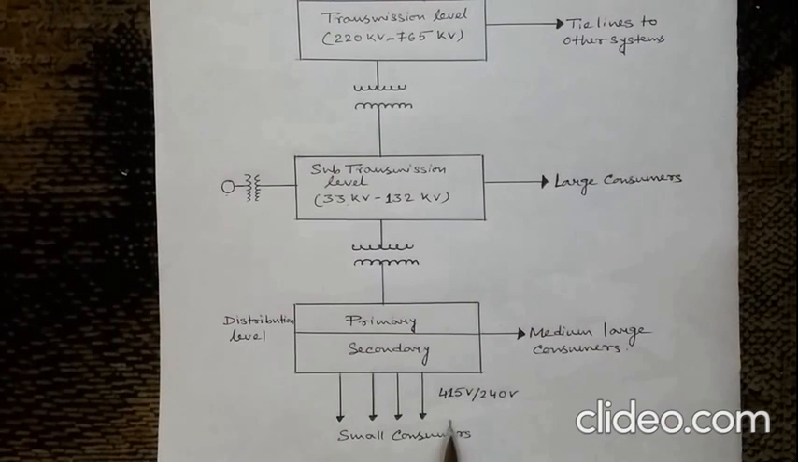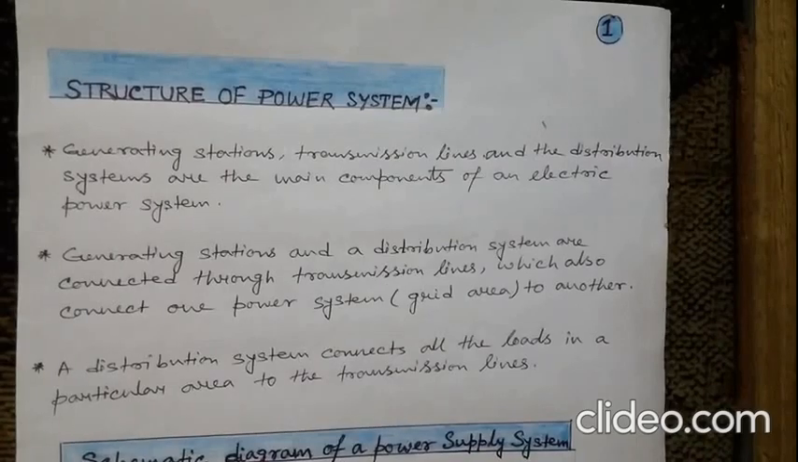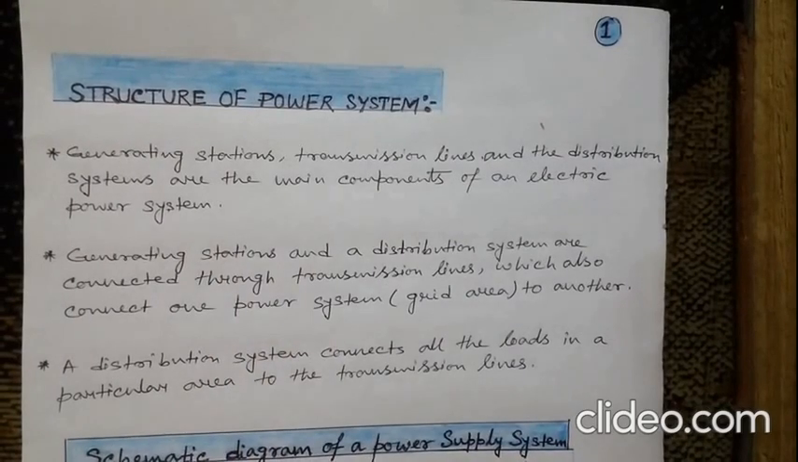In this case, if it is line to line, then 415 volt. And if it is single phase, then line to neutral 240 volt. That means 415 by root 3. This is the structure of power system.